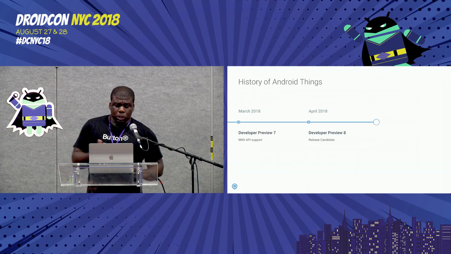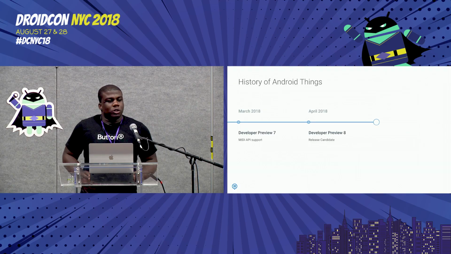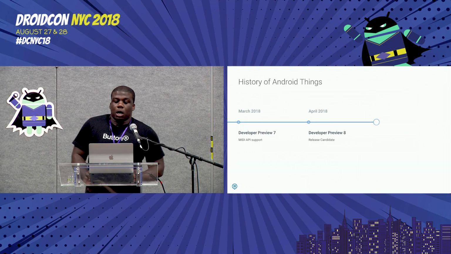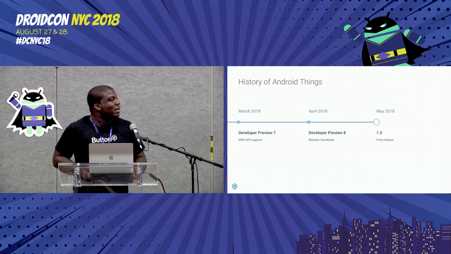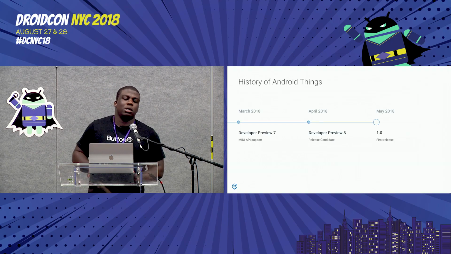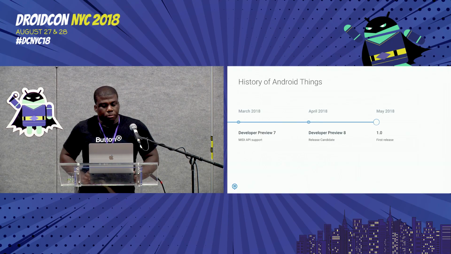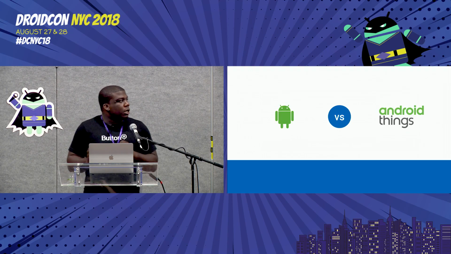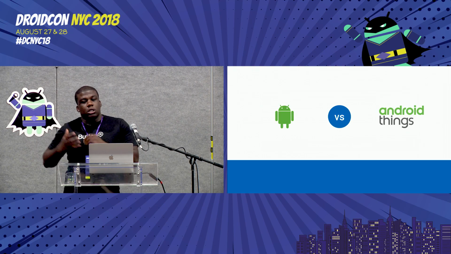And then shortly after, we had Developer Preview 8, which is the first public release candidate. And one day before Google I/O this year, they released 1.0 of Android Things, and I think we're on 1.03 right now. So I'm going to start talking about how Android compares to Android Things.